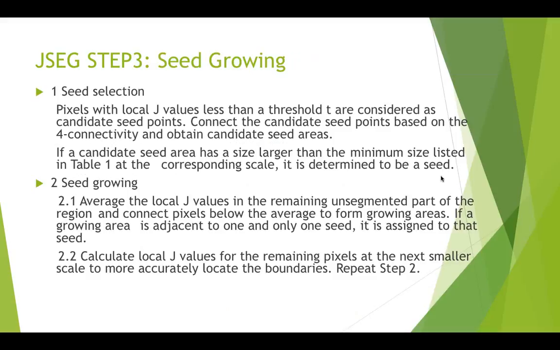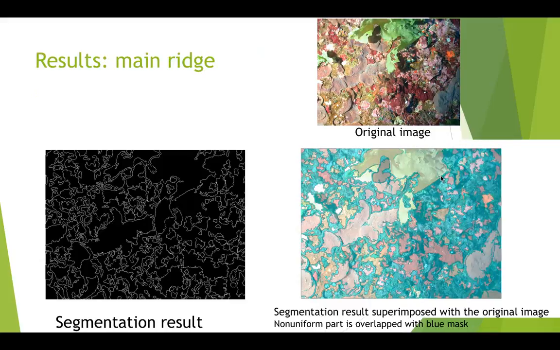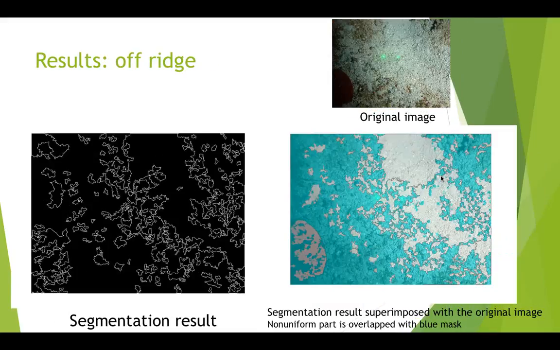And then the final step is seed growing. We pick the pixels with local J values less than a threshold and use them as candidate seed points. We connect them based on full connectivity and obtain the candidate seed areas. If a candidate seed area has a size larger than the minimum size listed in Table 1 at the corresponding scale, it is determined to be a seed. And then we do the seed growing. So this is the result of our segmentation. We show one.